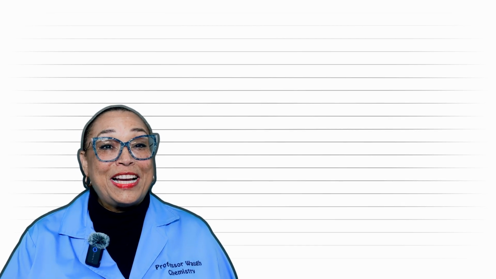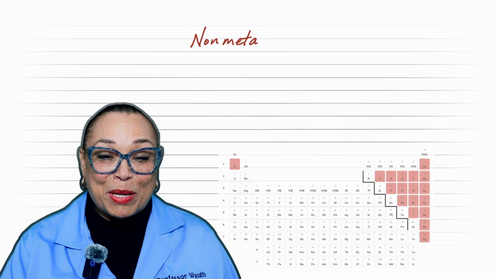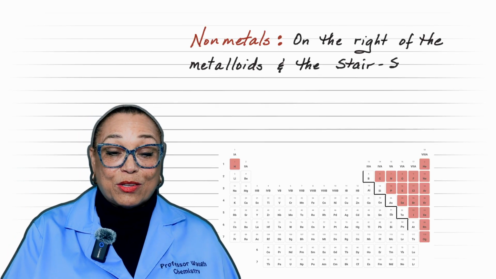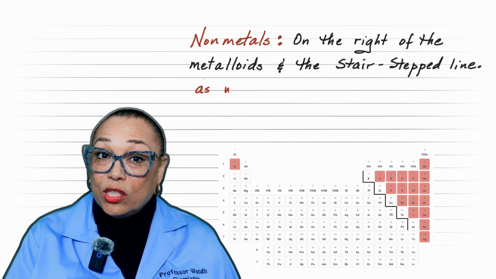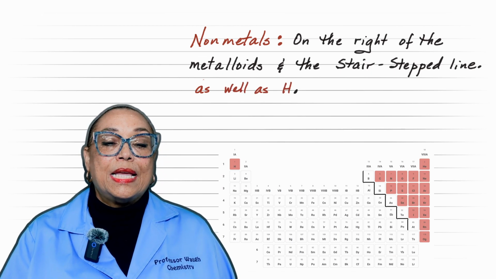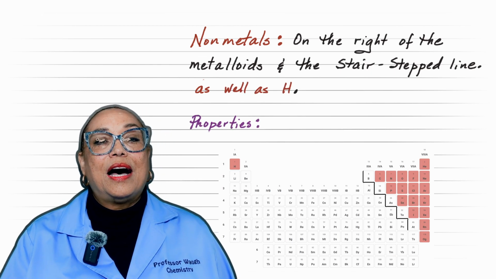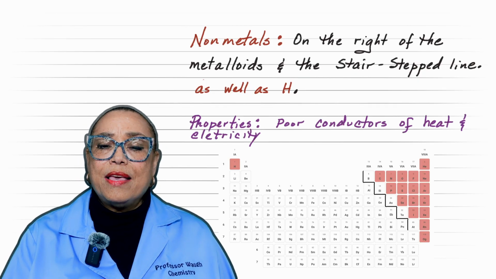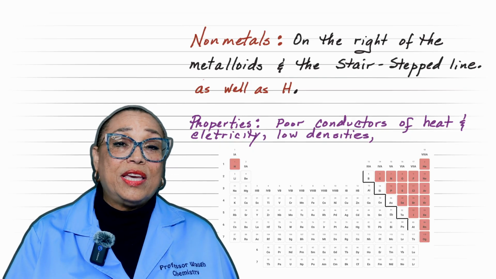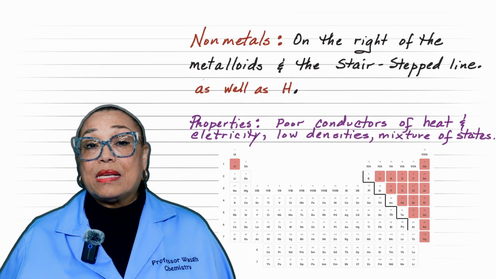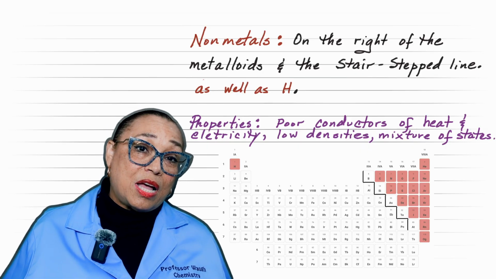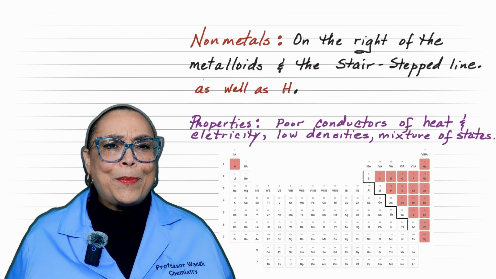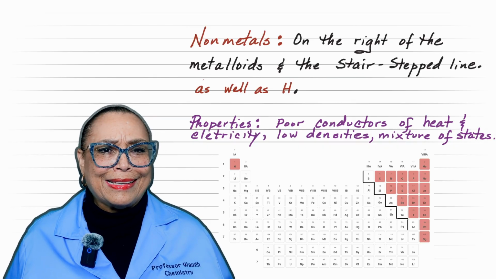All right, finally, let's talk about the nonmetals. They are on the right of the metalloids and the stair-step line. And this also includes hydrogen. Now, what are the properties of a nonmetal? They are poor conductors of heat and electricity. They have low density, and you get a mixture of states. That means some are liquid at room temperature, some are solid, some are gaseous. So it's almost like they're just the opposite of the metal properties.